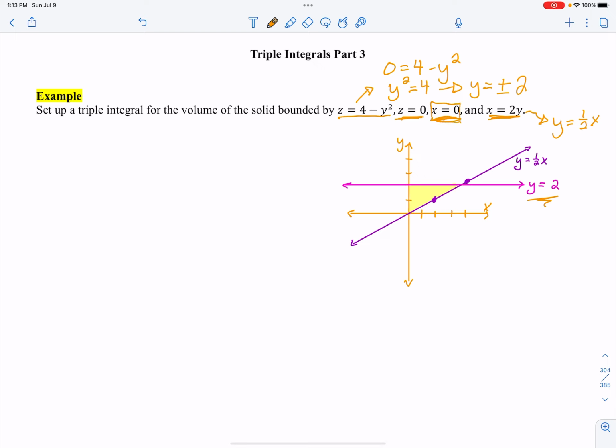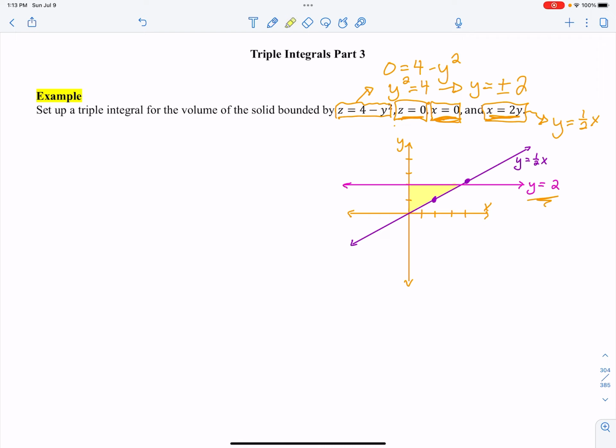Remember, this is my y-axis. This is the flat plane that we're on right now. This surface is going to be above what we're on, and then this is the line that we created in purple there. The yellow shaded region is where the surface is going to live above or below, depending on what we're trying to find, and we're going to find the volume.